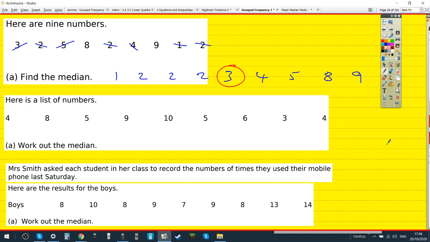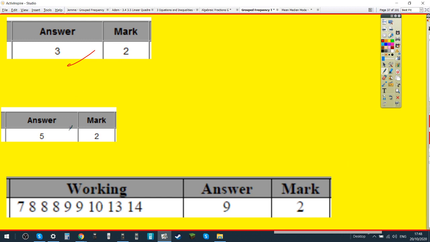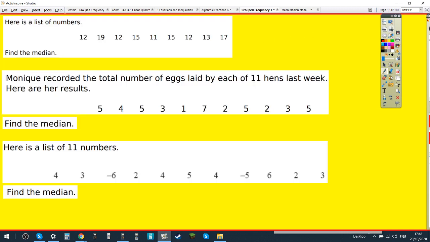And so how about the middle one? So you have to arrange it. So 3, 4, 4, 5, 5, 6, 8, 9, 10. And the median is 5. So 3 and 5. Okay. They're the same. They're just more numbers.